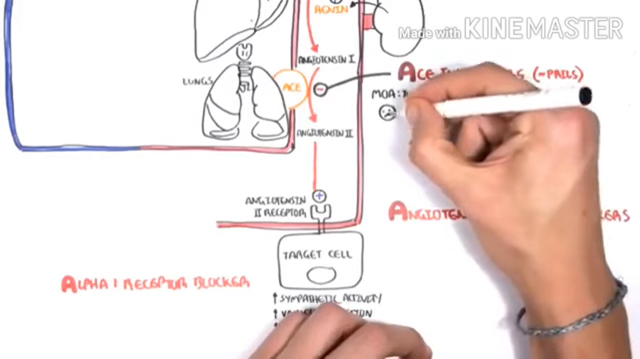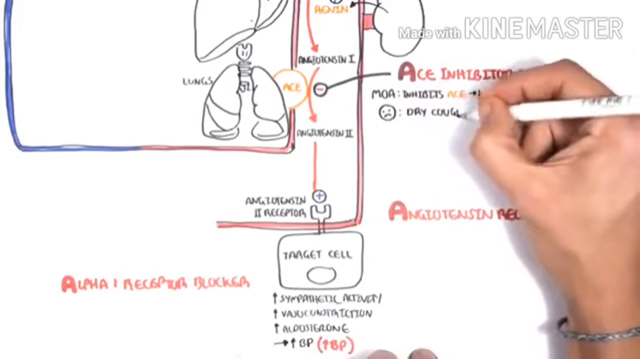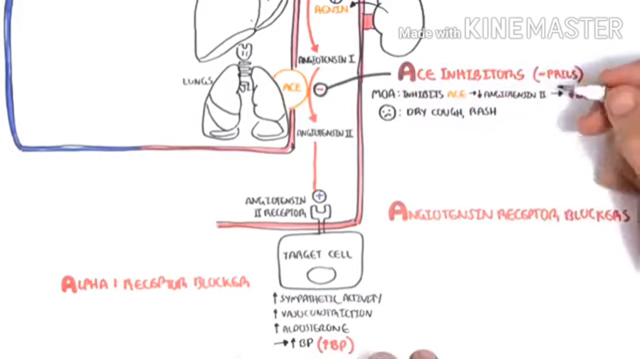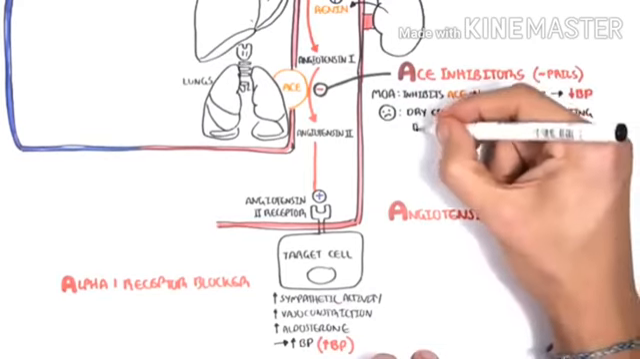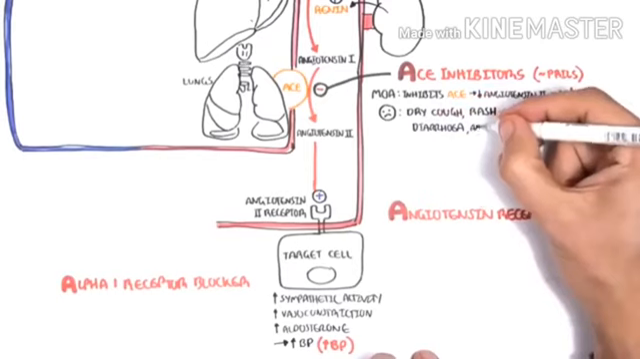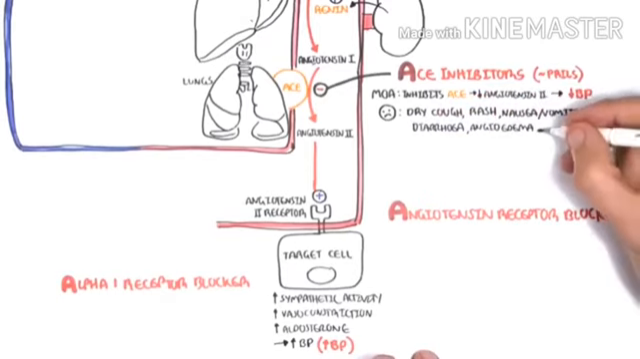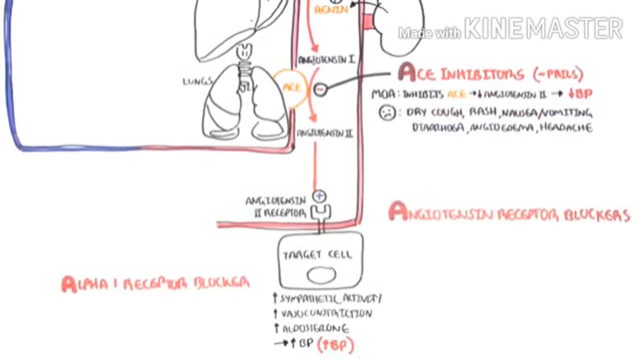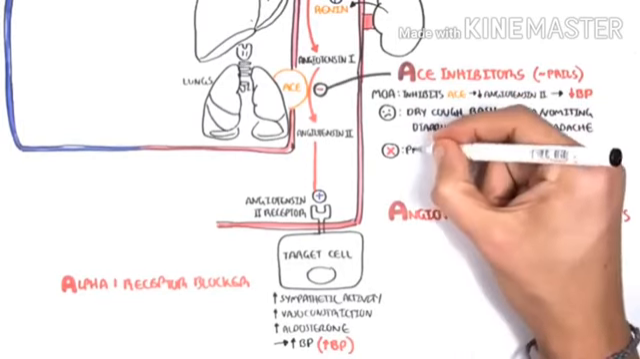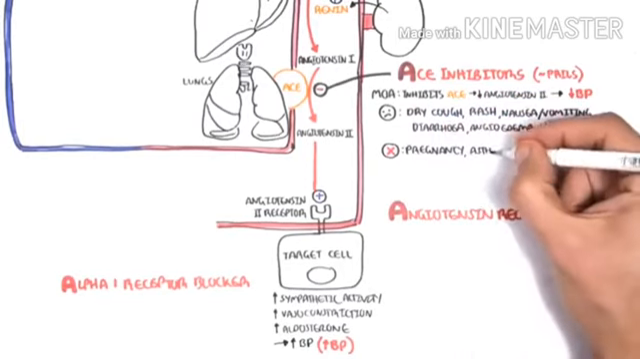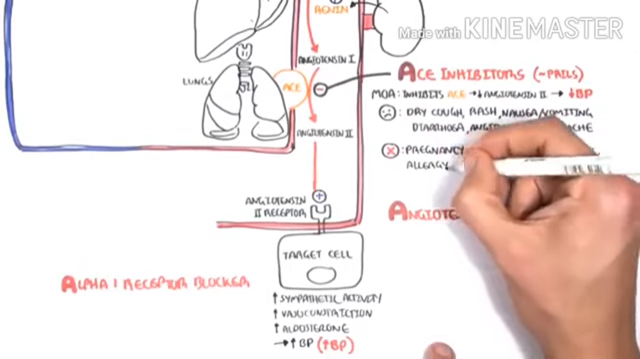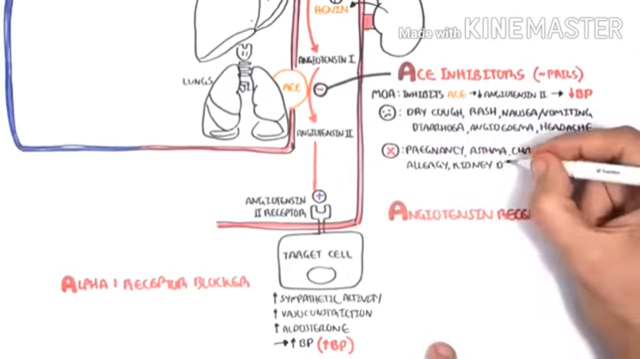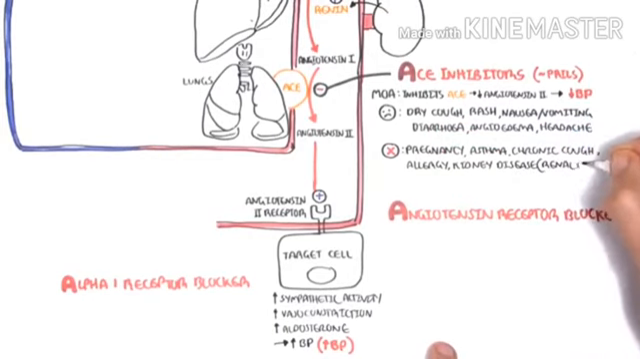Side effects include dry cough, rashes, skin rash, nausea and vomiting. Sometimes it produces diarrhea, angioedema and headache. These drugs are contraindicated mainly in pregnancy, asthma, chronic cough, allergy, and kidney diseases like renal stenosis.